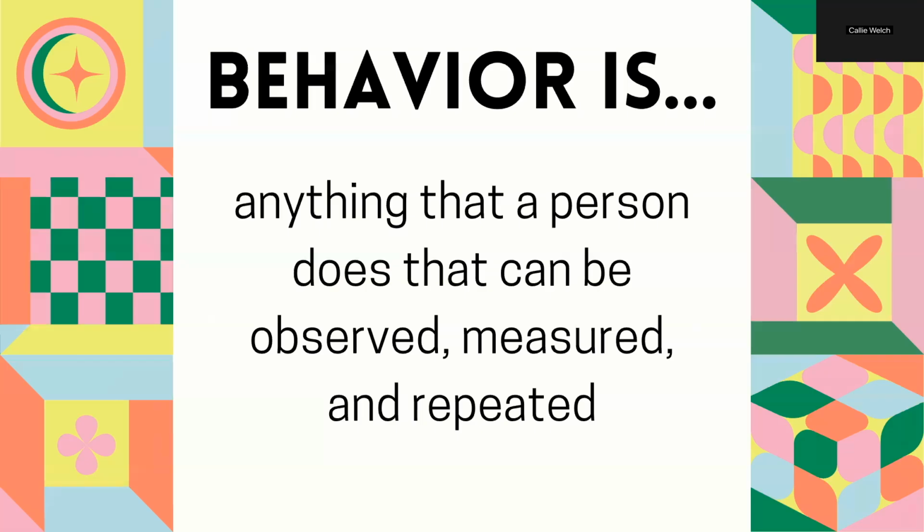So, behavior is anything that a person does that can be observed, measured, or repeated. So, it's anything that we are physically seeing our students do or that they are taking part in. It's actually something that we could say, okay, well, I saw that happen. I can tell you how many times it happened or how long it happened. And I can tell you if it's happened more than once. So, it's something that if someone does it, then someone else could do it as well. So that is what a behavior is.